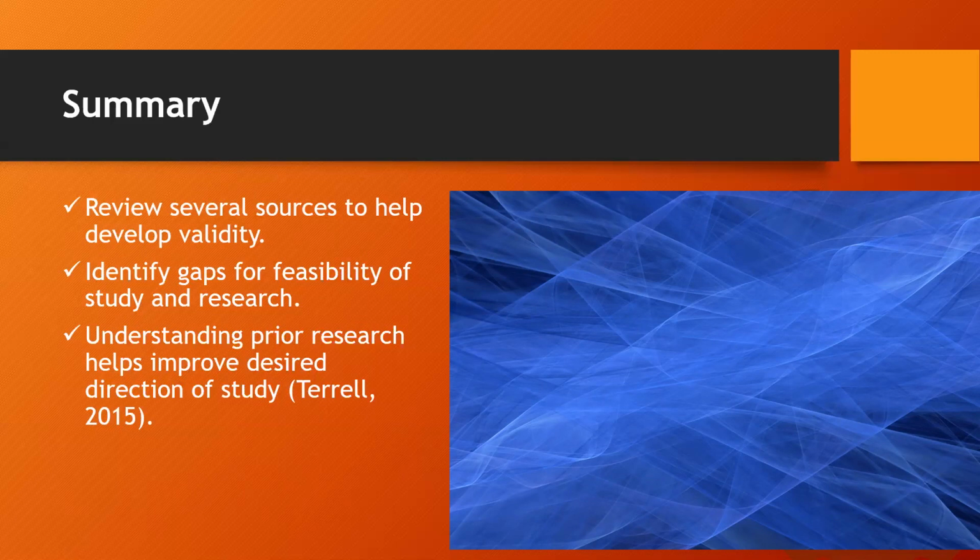The third point, understanding prior research helps improve the desired direction of the study, noted by Terrell 2015. That's where he talked about previously about understanding different dissertations or other studies that are similar to the scope of what you're doing, or even old literature reviews. Often you may find in academic journals literature reviews that may be specific or near the general realm of what your problem statement could be. And by looking at the literature, it can help you provide extra links to help develop your problem statement.